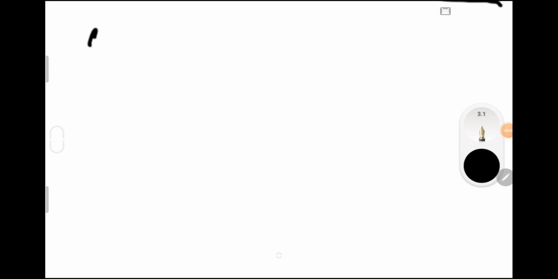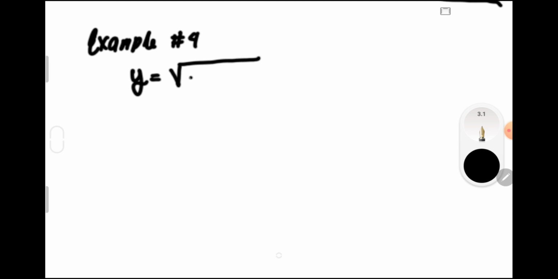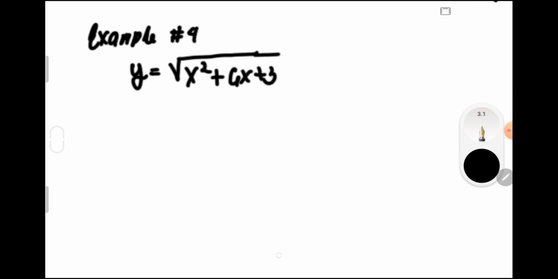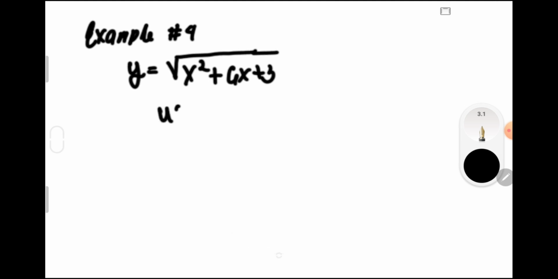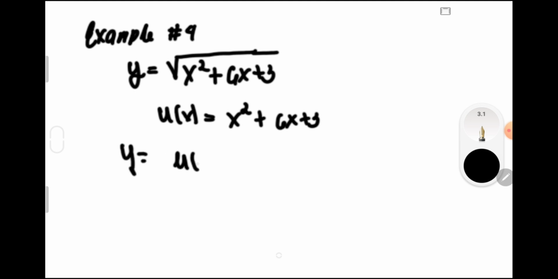Okay, let's have our example number 4, wherein we have our f of x, or your y, is equal to square root of x squared plus 6x plus 3. Note that your u of x will be equal to x squared plus 6x plus 3, wherein y is equal to u of x raised to 1 half.